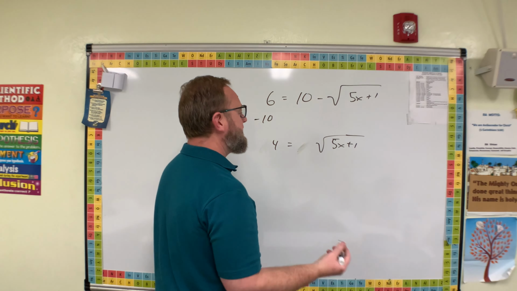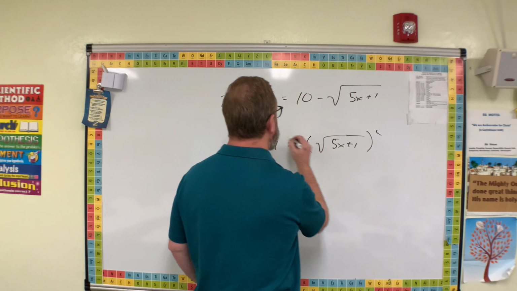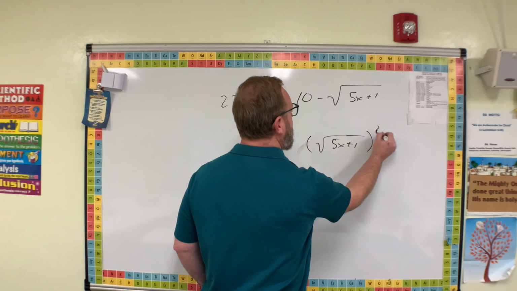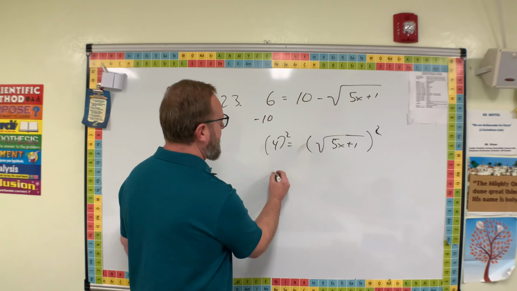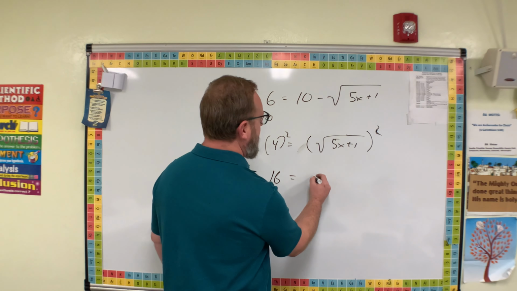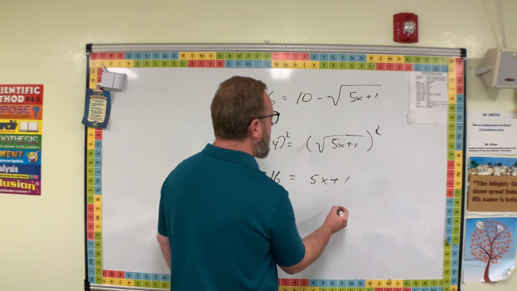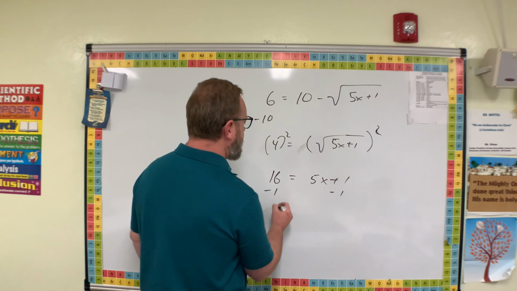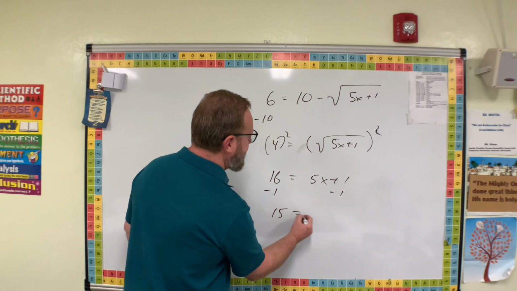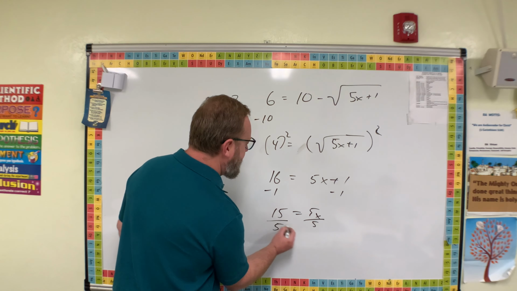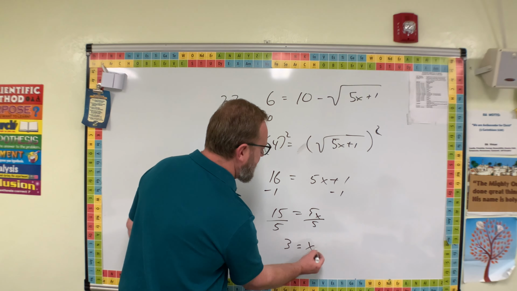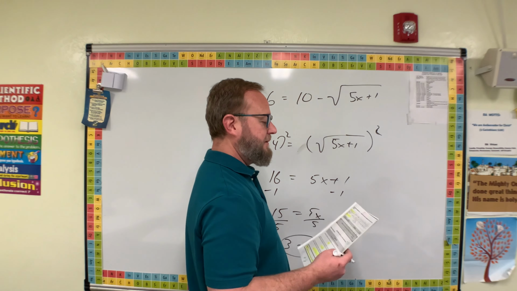Now remember, what do we do at this point? We square both sides, right? Yep. So even in squaring both sides, that would have taken care of my negative signs. So this gives me 16 equals 5x plus 1. Subtract the 1. And what do you know? I get 15 equals 5x. That divides conveniently and gives me x is 3. Is that what you got?